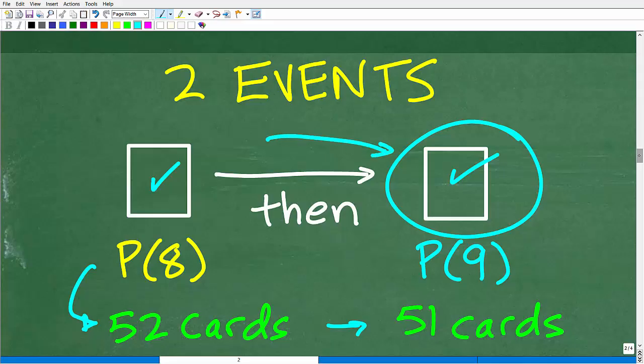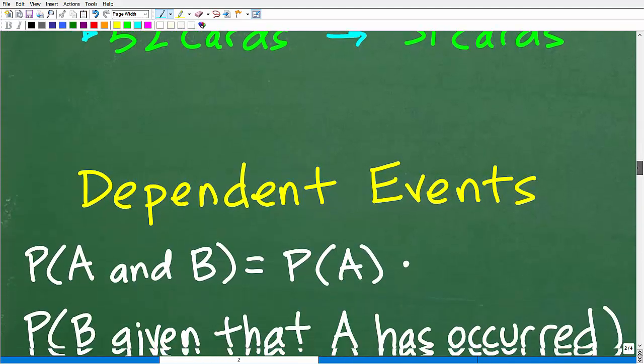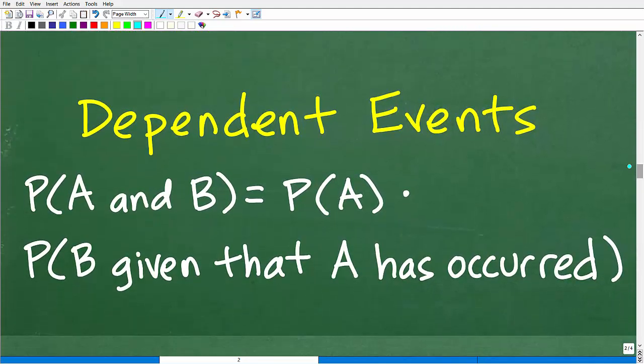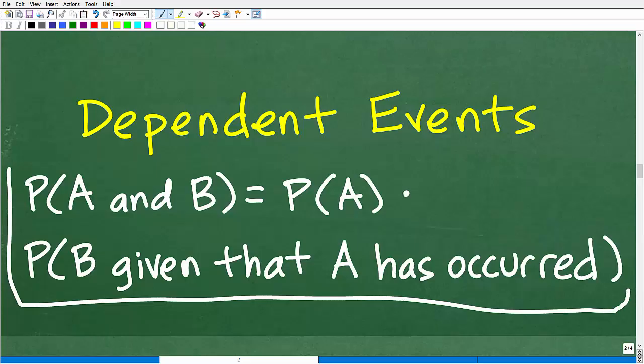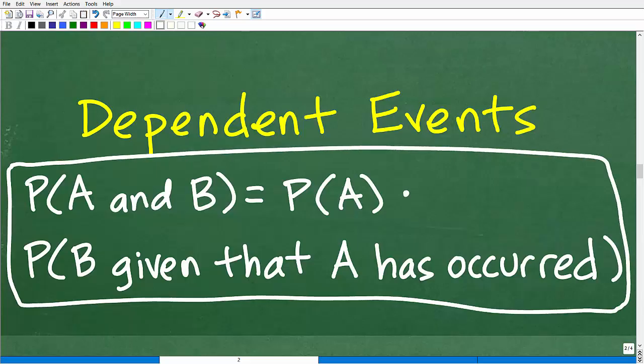That type of situation in probability is called dependent events. And this is the formula for dependent events. Now, don't let this confuse you. It's not that difficult, but here it is, and let me explain it right now. The probability of A and B occurring, so there's 2 events here, A and B, is equal to the probability of A.